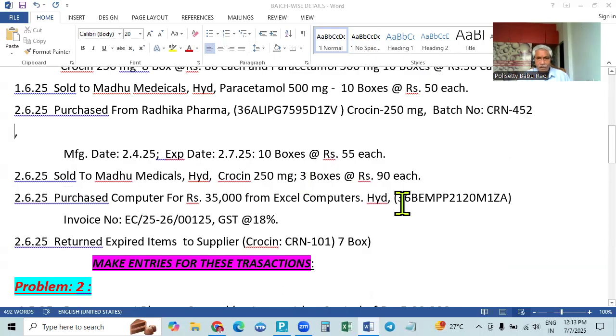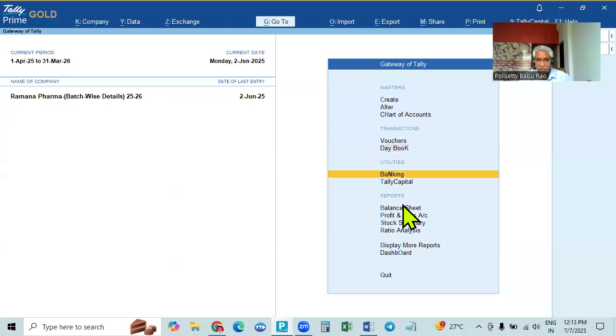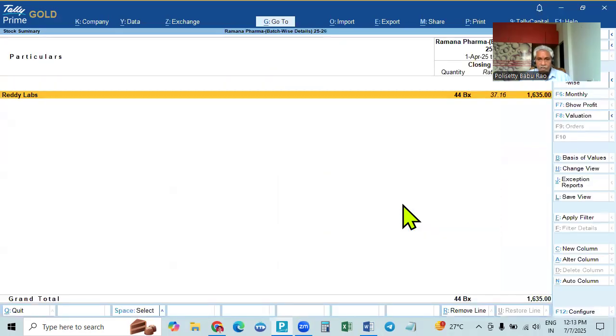Okay, first of all, we see the stock because purchasing and sale is over. If you go to stock summary, so Alt F1, you see, this is showing 14 because 7 expired and 7 unexpired. Total good stock is 14. In this only 30. Purchase 50, 10 plus 10 sold.